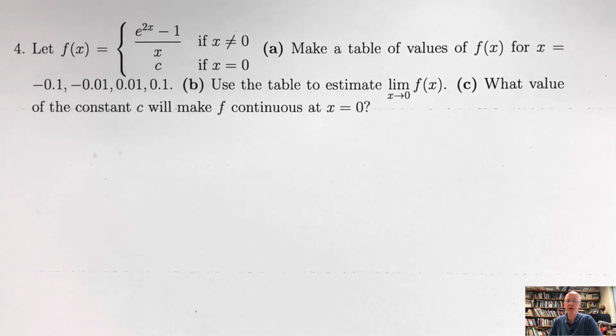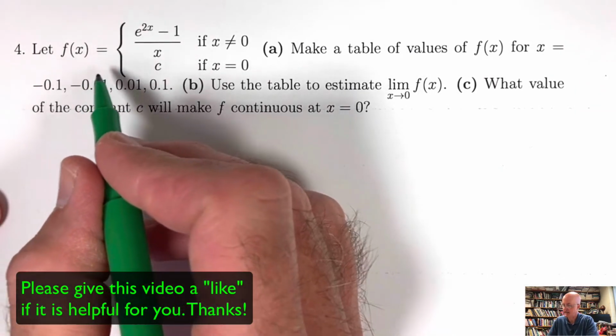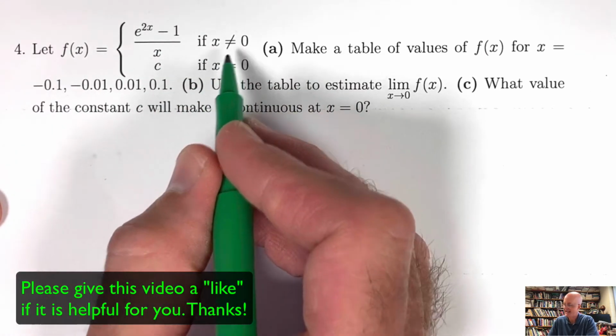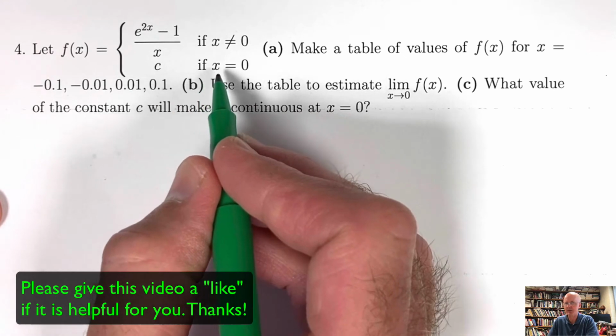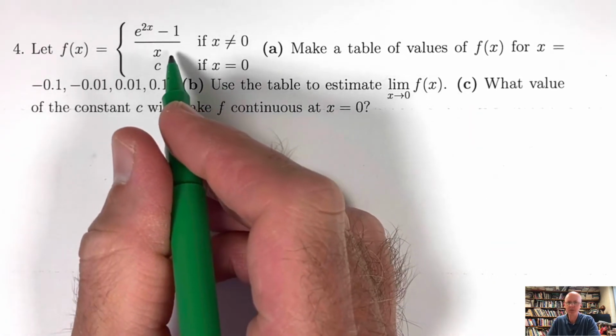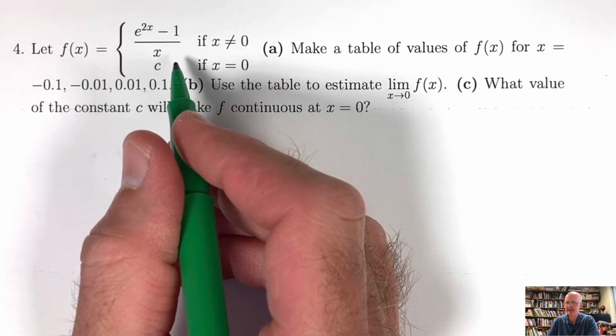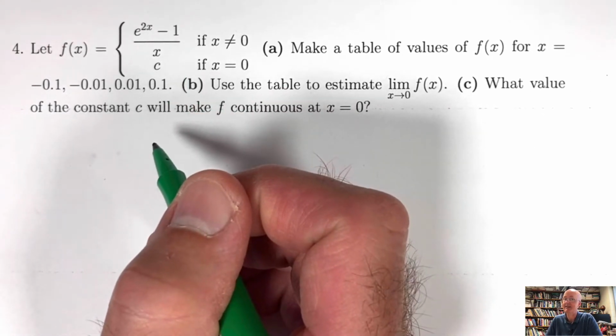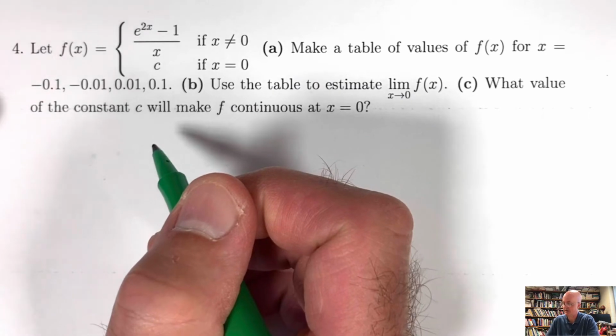In problem 4, we are given a piecewise function and we're trying to estimate a limit numerically using our technology. The function f of x equals (e to the 2x minus 1) all over x if x is non-zero, and is equal to c if x equals 0. Now there might be some confusion going on in your mind. You might be looking at that formula and saying, how can the limit as x approaches 0 exist? Wouldn't this have a vertical asymptote? And amazingly, it doesn't. That's a pretty important thing actually for calculus.